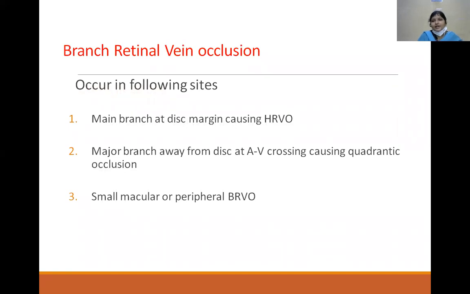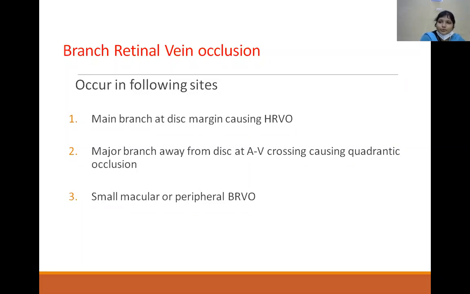Next, coming to branched retinal vein occlusion. It can occur either at the disc margin. If it occurs at the disc margin, either the superior half of the retina is involved, which is called superior hemiretinal vein occlusion, or the inferior half, called inferior hemiretinal vein occlusion. If a main branch away from the disc, at the AV crossings, is involved, it leads to quadrantic occlusion.